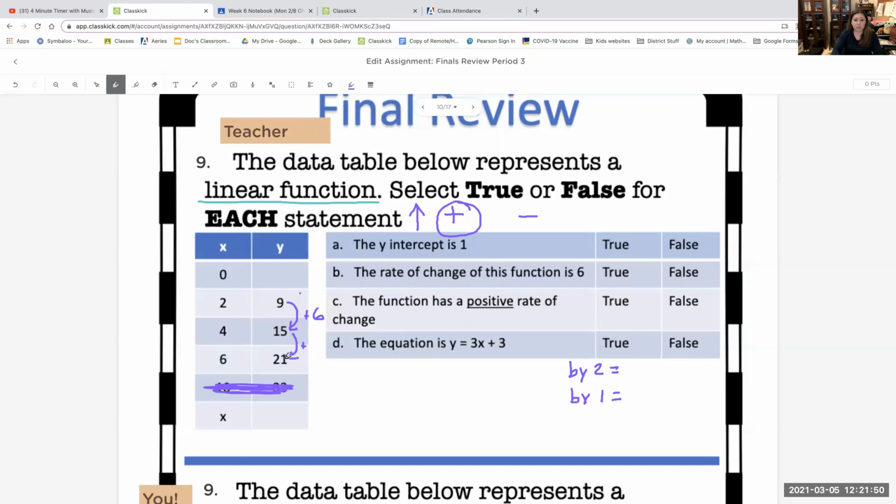So I look here at B: the rate of change of this function is 6. It is not 6, because we figured out it was 3. It was 6 if I went by 2s, and we don't care about going by 2s. So we know this is going to be false. We can even do C.